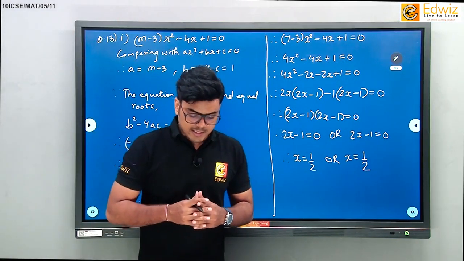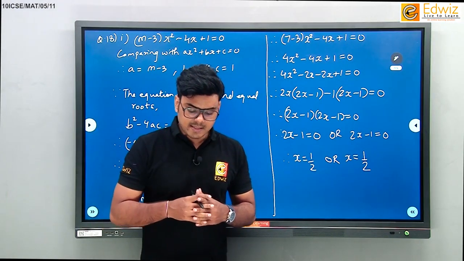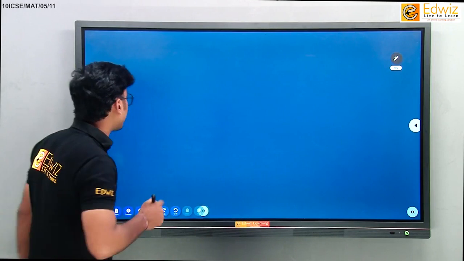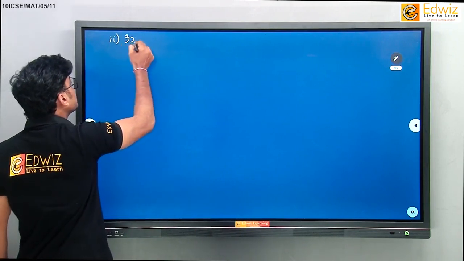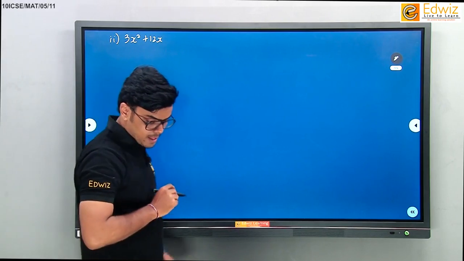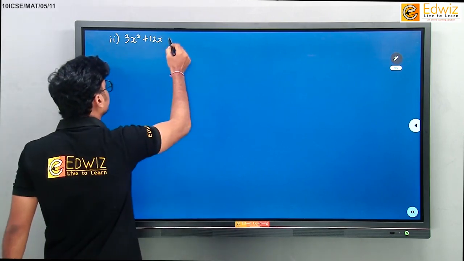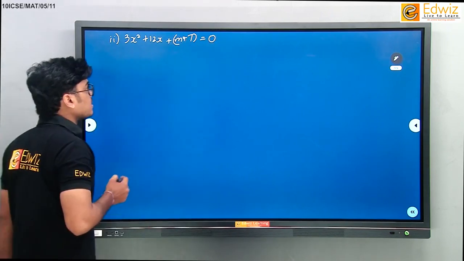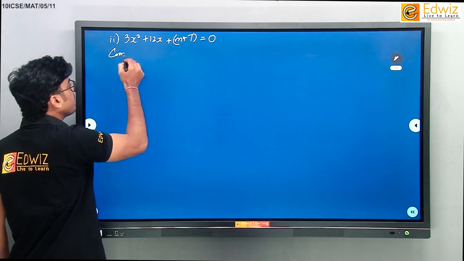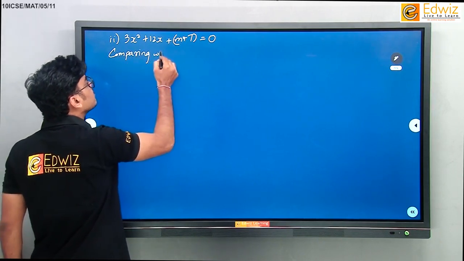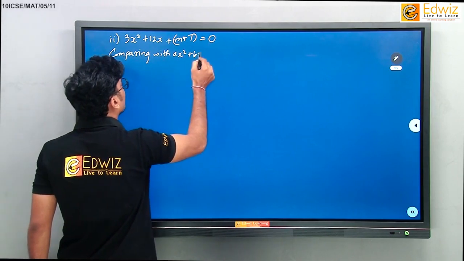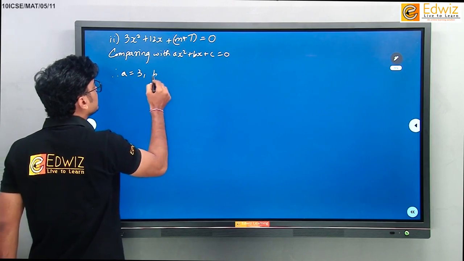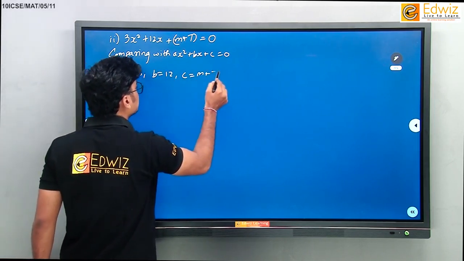Alright students, let's go to the second sub question. In the second sub question, we have 3x square plus 12x plus m plus 7 equal to 0. This is the given equation. Same thing, compare with the standard form first. So values of a, b and c are 3, 12 and m plus 7.